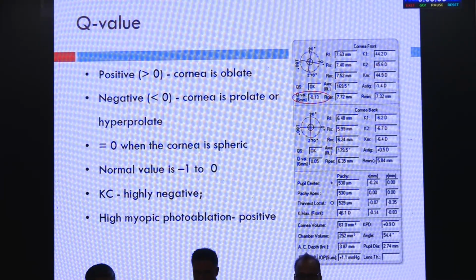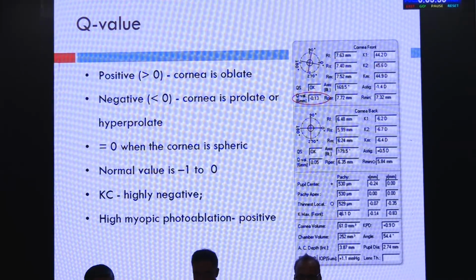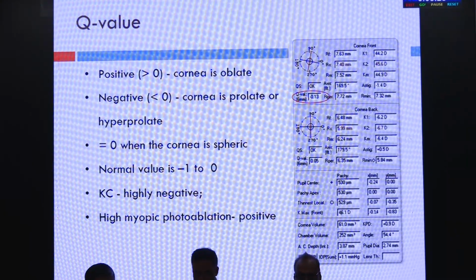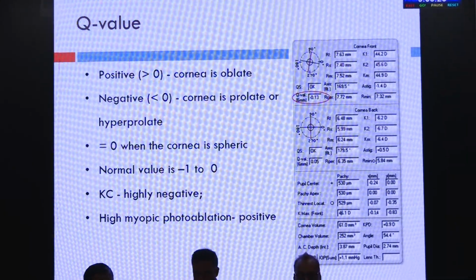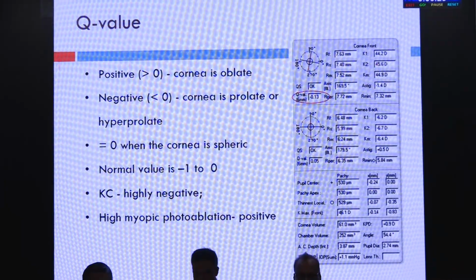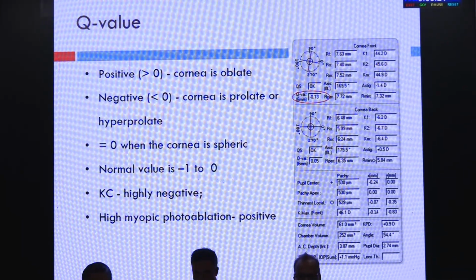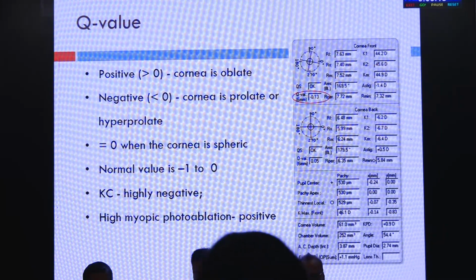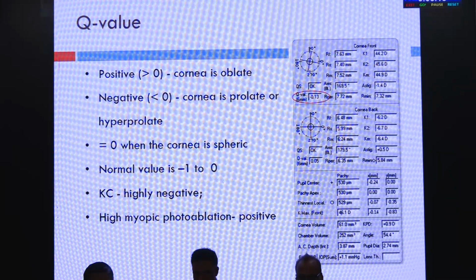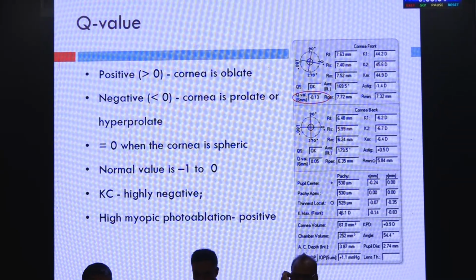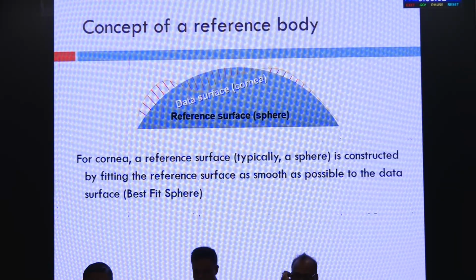Next is the Q value. The Q value is just below the QS. It gives you an idea of the shape of the cornea. Normally the cornea is prolate in shape, that is centrally steep, peripherally flat. In such cases, the normal value is 0 to -1. If your value is reaching up to -1, that means it is hyperprolate, which is usually what you see in keratoconic eyes. And in patients who have undergone myopic LASIK or myopic photoablation, the shape usually becomes oblate, wherein the central cornea becomes flat and values will become positive. So this Q value can give you an idea of the shape of the cornea.